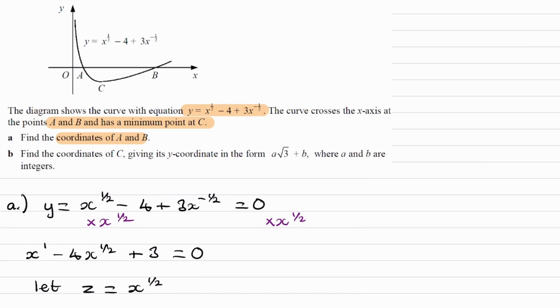Part B, find the coordinates of C. So C is the turning point that we have over here. Give its y-coordinate in this form: something times root 3 plus b, where a and b are integers. Okay, so to find the coordinates of the turning point, we have to differentiate.